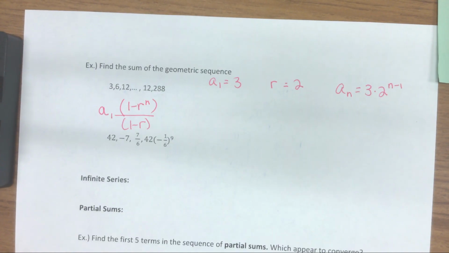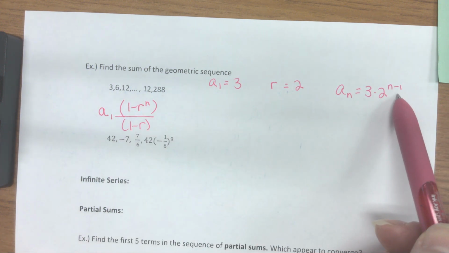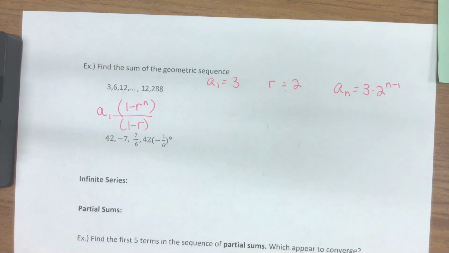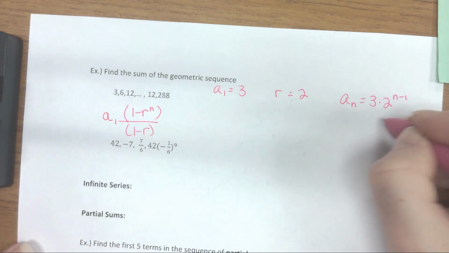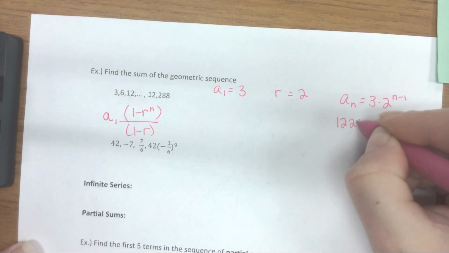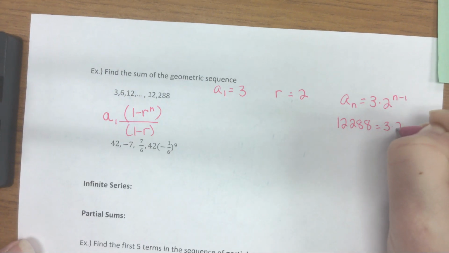What do I mean by guess and check? I mean, you could start putting in numbers, understanding that you're going to have to add 1 to that last number. Okay. If you wanted to do it the good old-fashioned math way, I'd take 12,288 and set it equal to this.